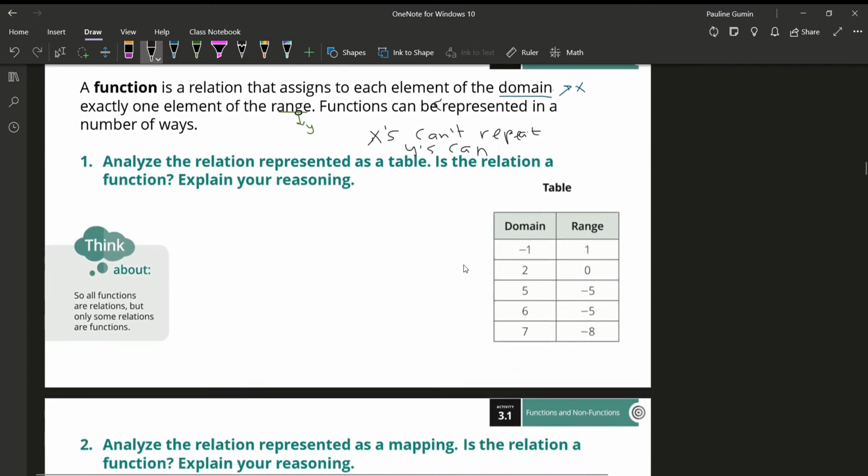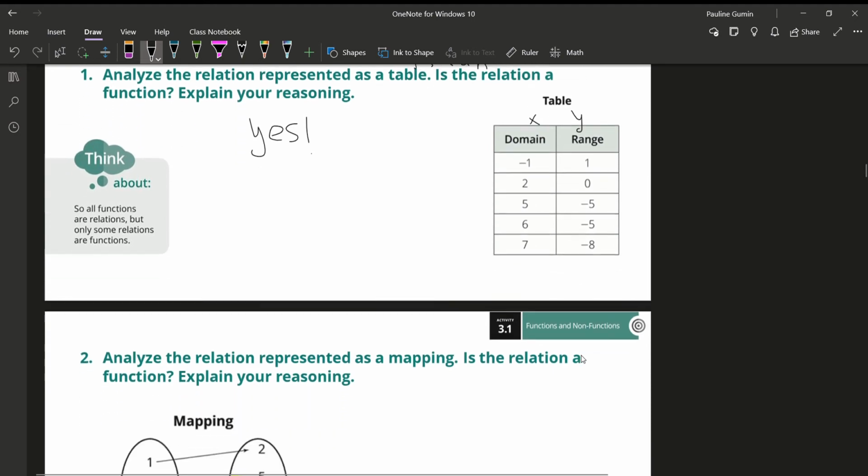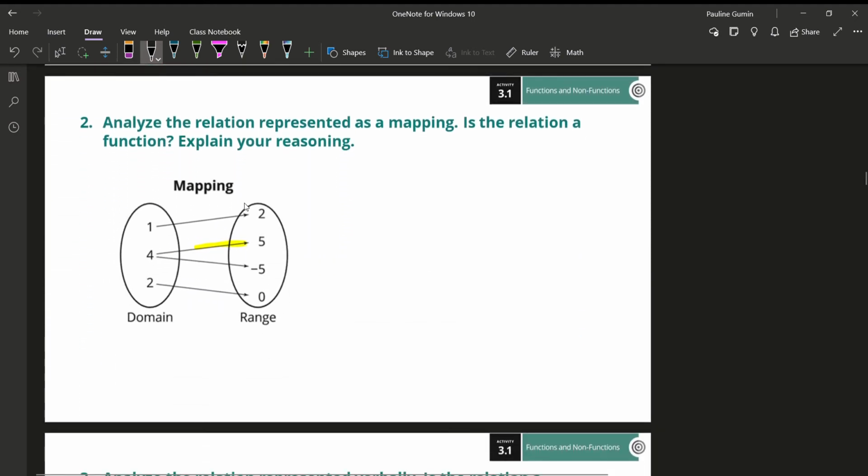Is this a function? Well, if we take a look at the domain, our x's, I don't see any of them repeating. So yes, because they don't repeat. These are x's, these are y's. Oh, by the way, if you notice, our y's do repeat. We have 2 -5s, and that's totally fine. The y's can. Next we have this map. Is this a function? This is not a function because of this 4.